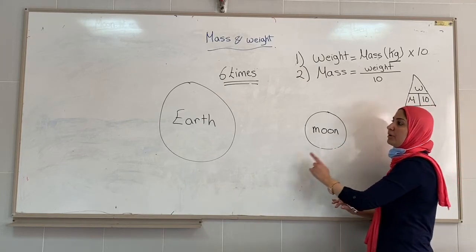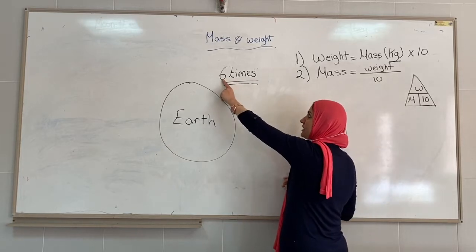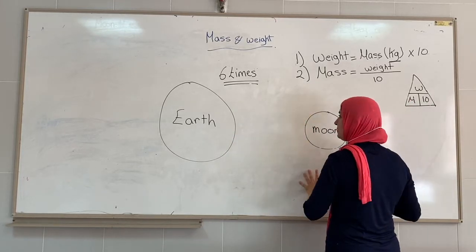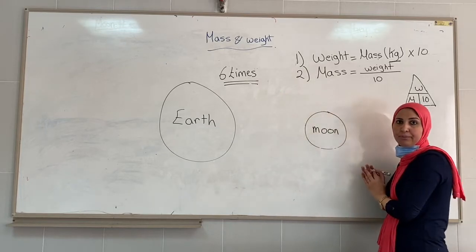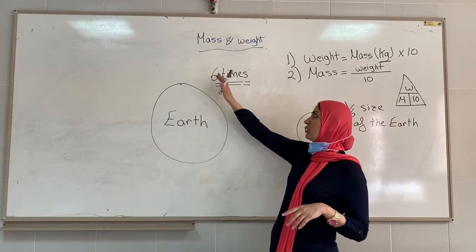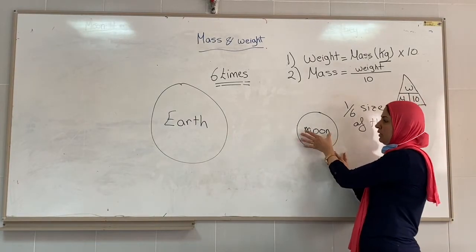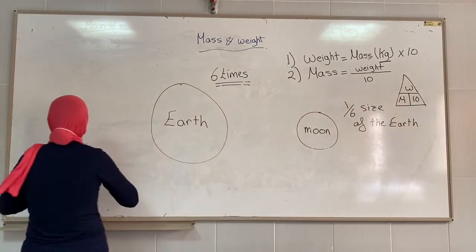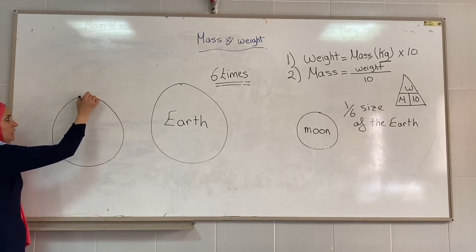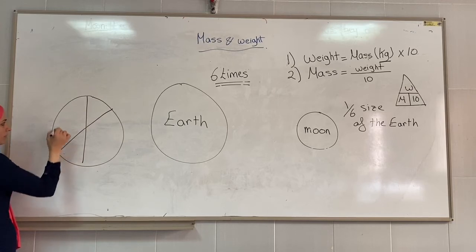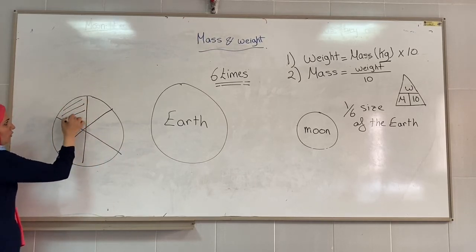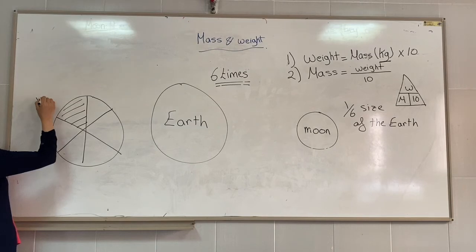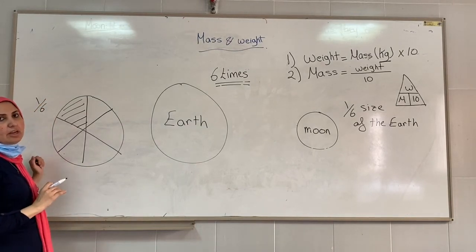Why 6 especially? Because the Earth is bigger than the moon by 6 times. So if I want the moon to be the size of the Earth, I will have to put 6 moons together to get the same size as the Earth. If the size of the Earth is 6 times the size of the moon, what about the size of the moon? The size of the moon is going to be 1/6 the size of the Earth. This is the Earth, I will divide it into 6 parts. This is the moon. So the moon is 1 out of 1, 2, 3, 4, 5, 6. So it is going to be 1/6 the size of the Earth.